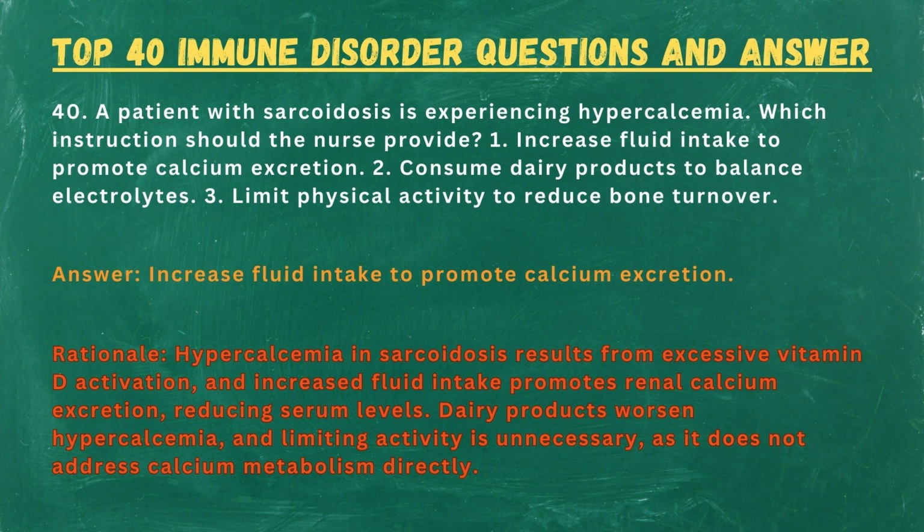Rationale: hypercalcemia in sarcoidosis results from excessive vitamin D activation, and increased fluid intake promotes renal calcium excretion, reducing serum levels. Dairy products worsen hypercalcemia, and limiting activity is unnecessary, as it does not address calcium metabolism directly.